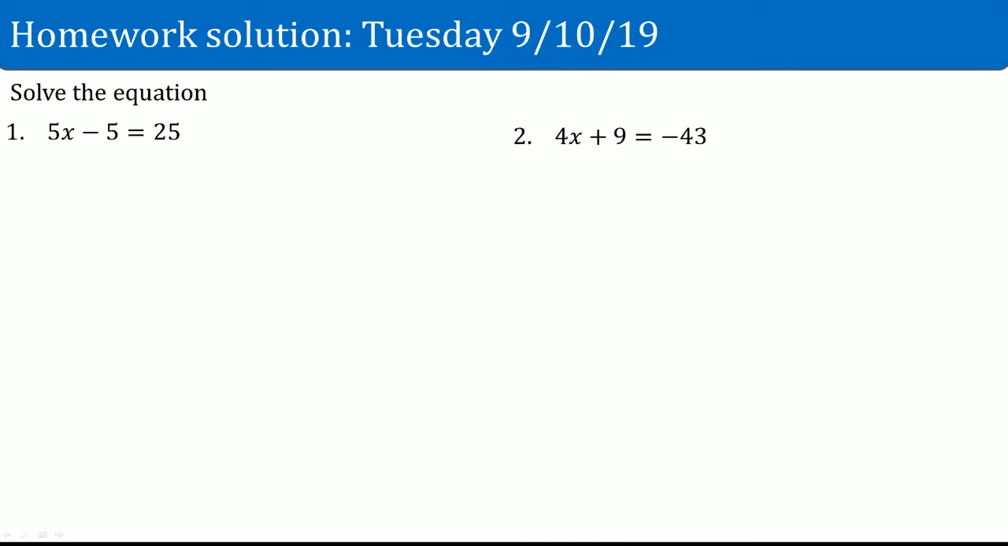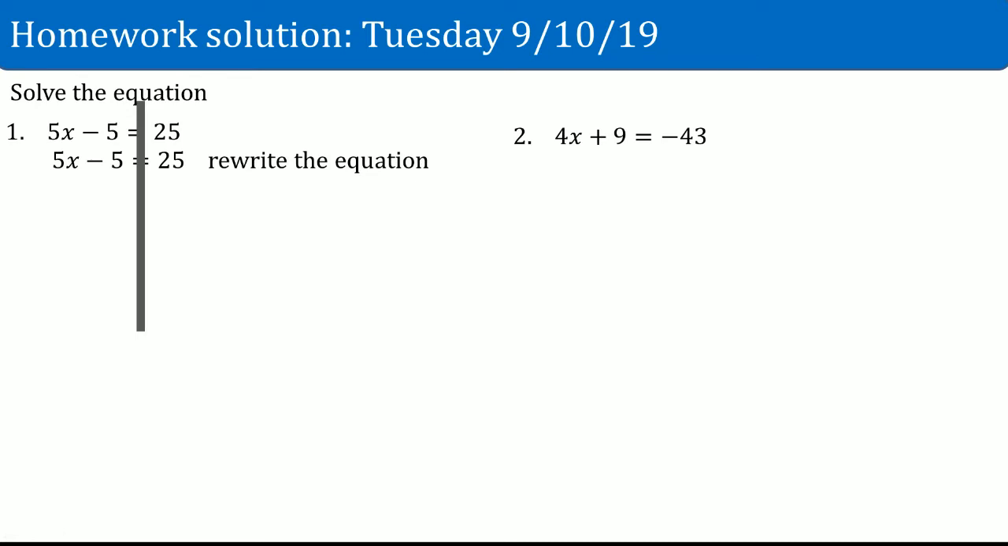5x minus 5 is equal to 25. First thing is always to rewrite the equation. It's 5x minus 5 is equal to 25. Draw a line straight down. What I have here is a 5x and a minus 5. I deal with the most outward thing first. In this case, it is the negative 5 that I want to get rid of.